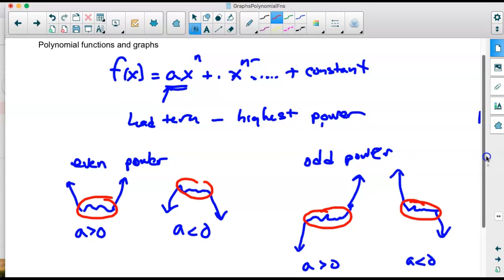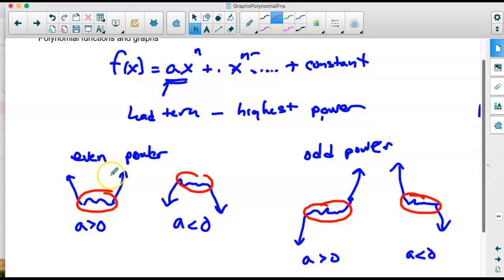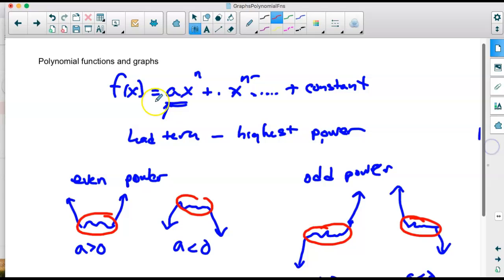Overall, if the function is even, it goes either up as it goes to infinity and up as it goes to negative infinity, or down as it goes to negative infinity and down as it goes to positive infinity. The odd functions continue to go up overall, though they may go down a little bit in the middle, and they go down overall in the other case. So that's what polynomial functions look like, and it depends on the lead term. We're going to look at some specific examples of those, and we'll see what happens in the middle.